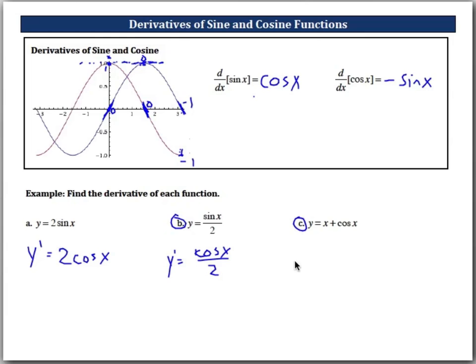And letter C, here, y prime. Well, the derivative of x is just 1, so this is that sum of derivatives here. And then the derivative of cosine x is, well, minus sine x. All right, so that is derivatives of sine and cosine functions. Pretty simple. You just have to remember which one changes sign and which one doesn't.